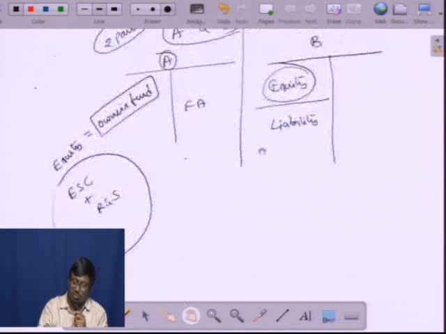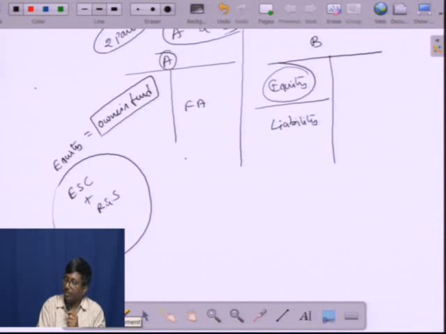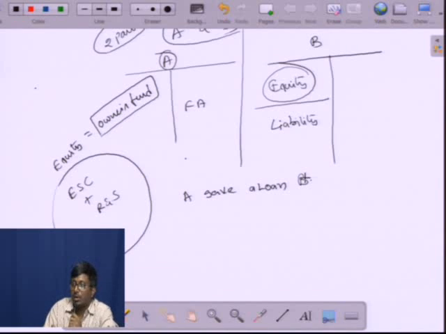Listen, let's take one small transaction. A gave a loan to B. Is this loan a financial instrument? That is the question. A gave a loan. That means obviously for A, is it a financial asset or not? I did not yet teach what a financial asset is. Assume it is a financial asset.